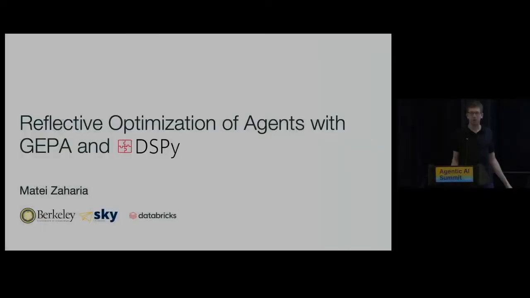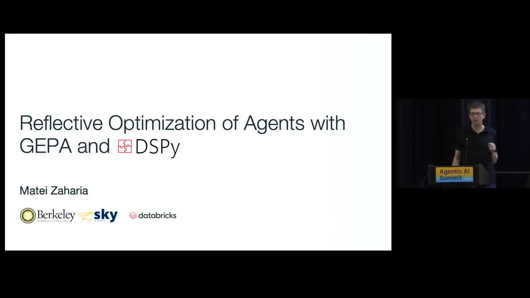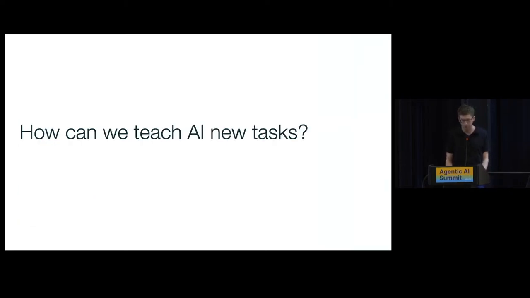I'll be talking about some research we've been doing very recently in our group at Berkeley with some collaborators from Databricks, Stanford, other places as well, on what we call reflective optimization of agents. And this is part of the DSPy open source project that my student Omar started, and that we're actually contributing this work to. So the big question we're looking at is how can we teach AI new tasks?